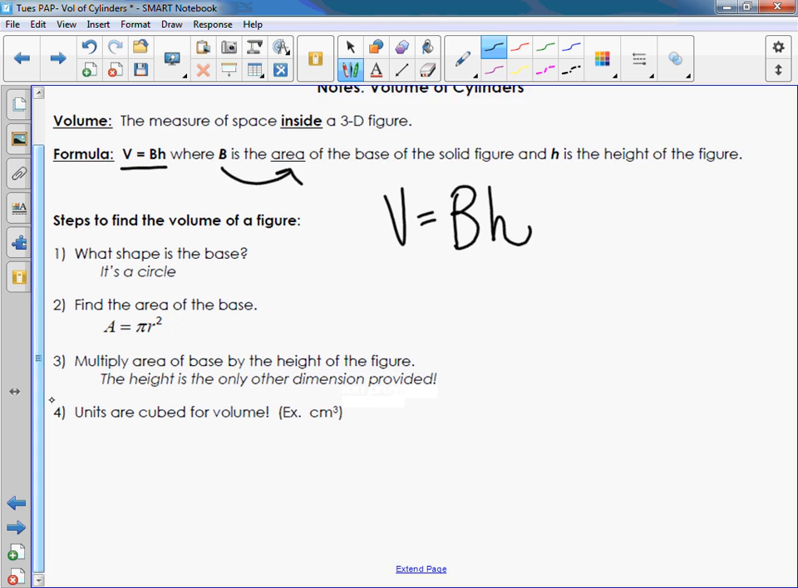So, what shape is the base? It's a circle. Find the area of the base. Well, the area of the base for a circle is going to be pi r squared. So then you're going to multiply the area of the base by the height, and then units are cubed for volume. So if you think about it, the reason units are cubed, so we're plugging in pi r squared for big B, you've got r times r times h. That's 1, 2, 3 dimensions being multiplied by each other. That's why we cube our labels.